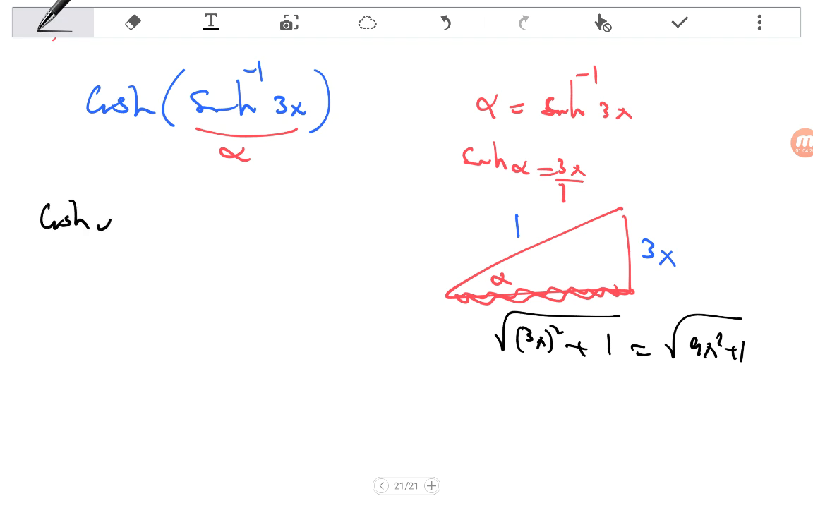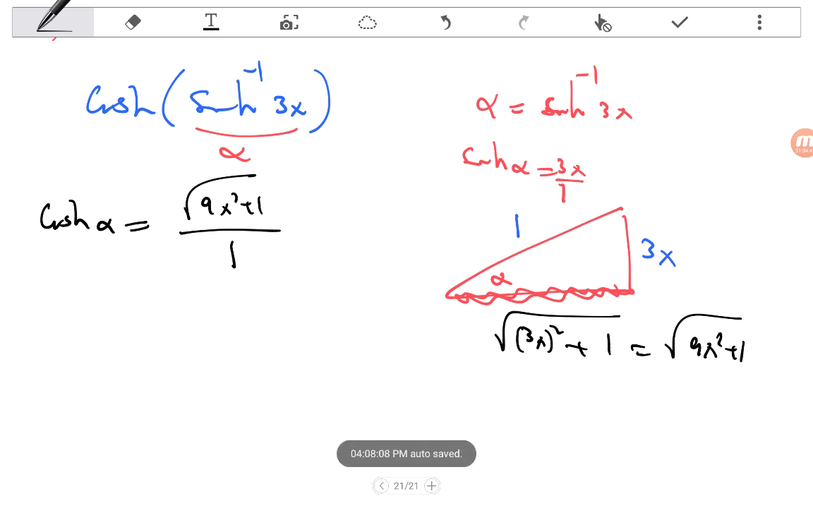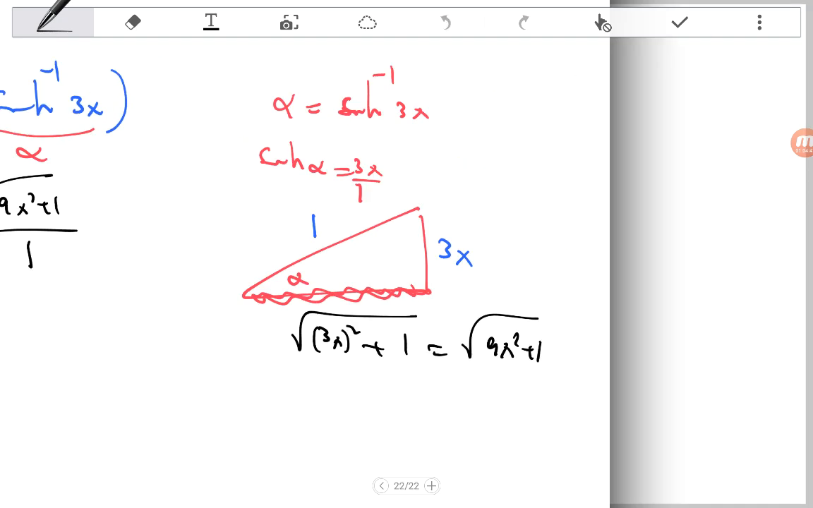I need just cosine alpha. What is cosine alpha from this triangle? It will just be the root of 9x squared plus 1 over the 1. Yes, exactly. So I've learned how to make simplifications just like the trigonometric functions, but with the exception of using a fake triangle instead of the ordinary triangle.